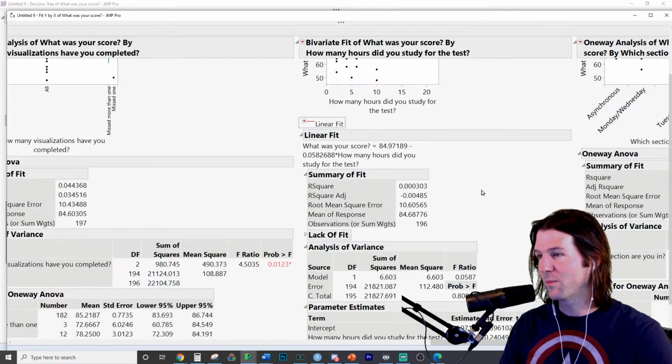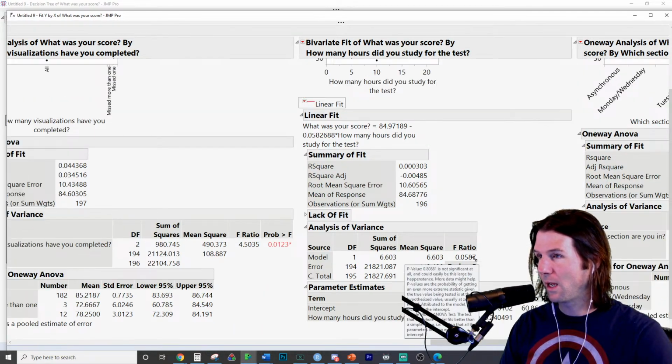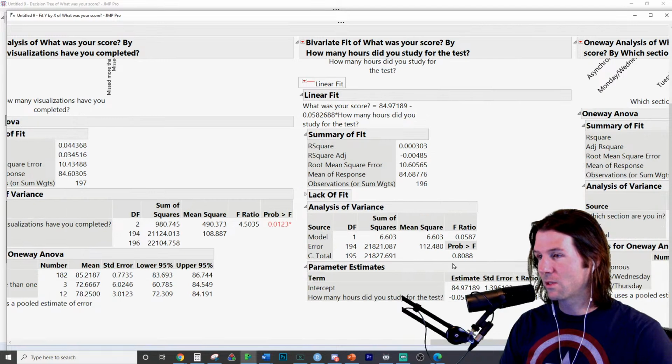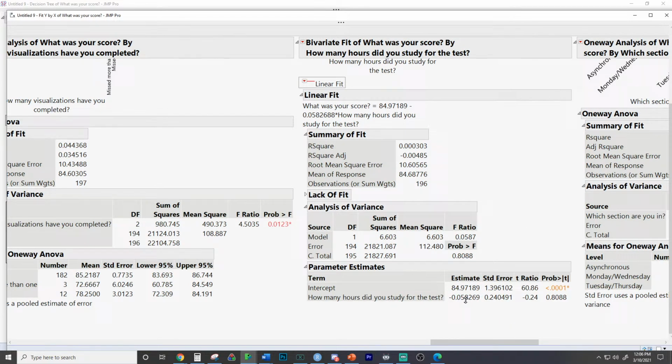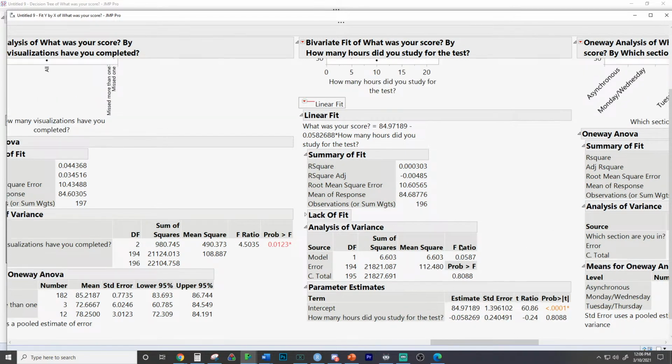Yep, looks just like the naive model. And the p-value is super high, looks like a flat line. The slope is super small. There's the slope. It's actually negative, but probably just due to random chance.